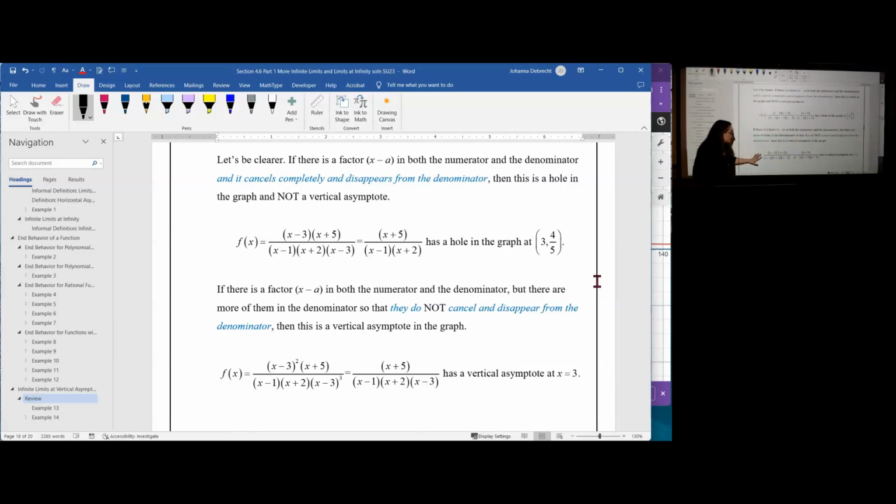Now let's look at another example where we again have a factor in common, x minus 3, between the numerator and denominator. In the numerator, though, it's raised to the second power, and in the denominator, it's raised to the third power. There are more factors of x minus 3 in the denominator. When we reduce this, we will still have a factor of x minus 3 in the denominator. This is going to lead to a vertical asymptote at 3 and not a hole.